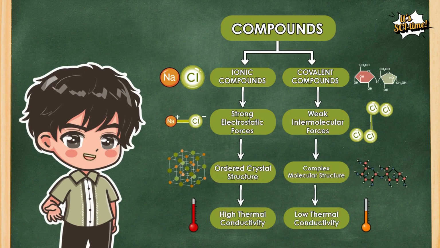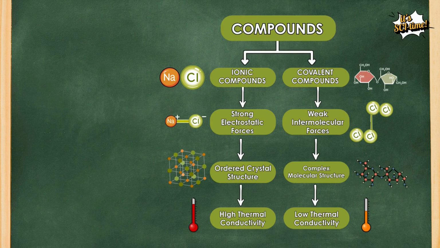Let's wrap up. Take a look at this concept map, which highlights the key links between ionic and covalent compounds and how they conduct heat.